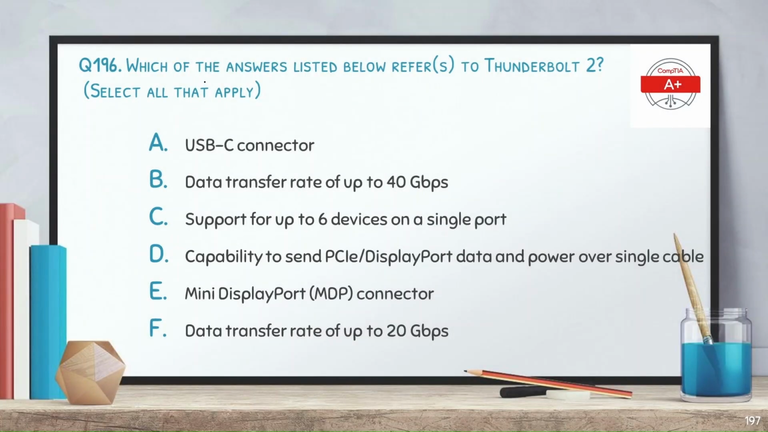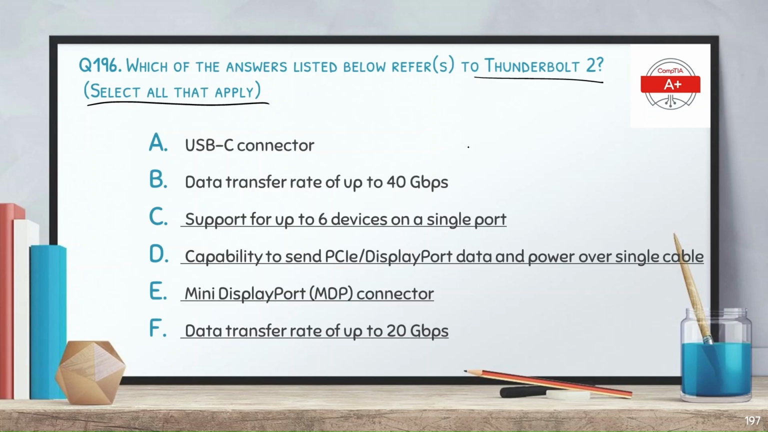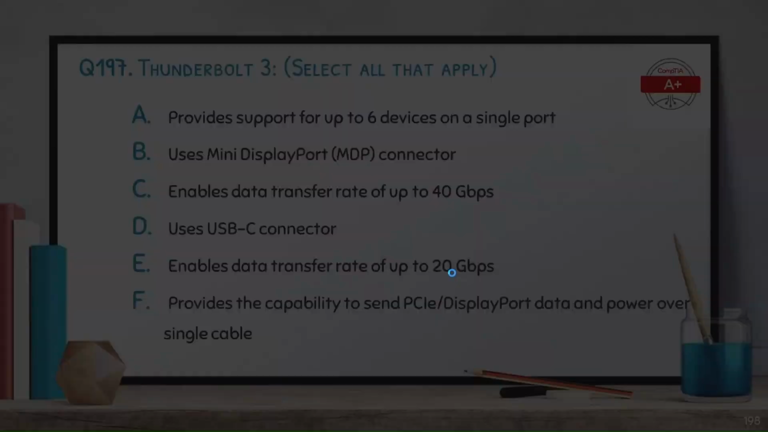Question number 196 is, which of the answers listed below refers to Thunderbolt 2? We have to select all the correct options. Thunderbolt 2 has support for up to 6 devices on a single port. It has the capability to send PCIe and DisplayPort data and power over a single cable. It has a mini DisplayPort or MDP connector, and it has a data transfer rate of up to 20 Gbps.